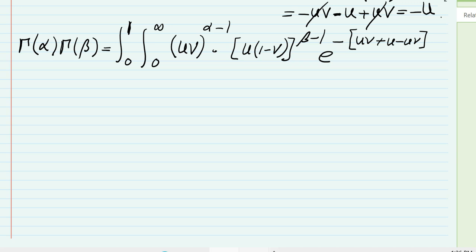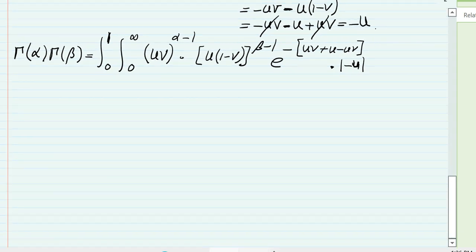And then times the Jacobian. The absolute value of the Jacobian, negative u here. And then, of course, sorry, I'm running out of space here. Let me shrink this a bit. There you go. Times, and we're going to write du dv. And there we have it.